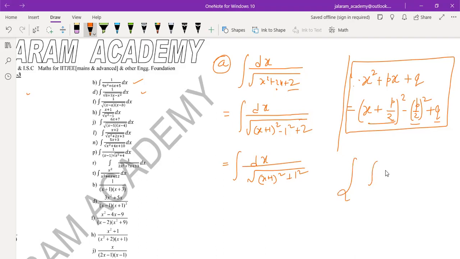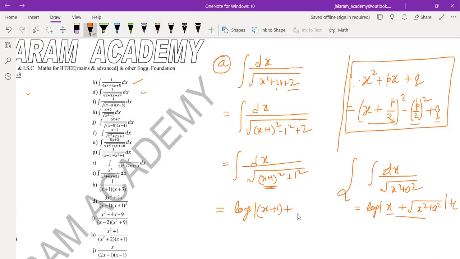Now look at this. Now we can use the formula dx upon root x square plus a square, which is log modulus x plus root x square plus a square plus c. So we can write log, in place of x it has x plus 1, whose differentiation is also 1. So there is no problem. Differentiation of the term which is in place of x must always be 1. We use the same formula: plus root, in place of x it is x plus 1 whole square, in place of a, 1 square, plus c.